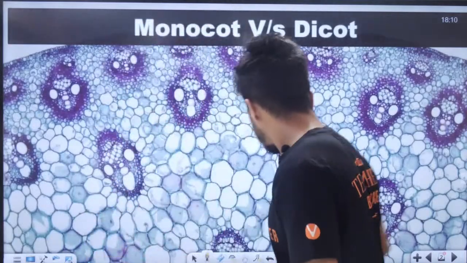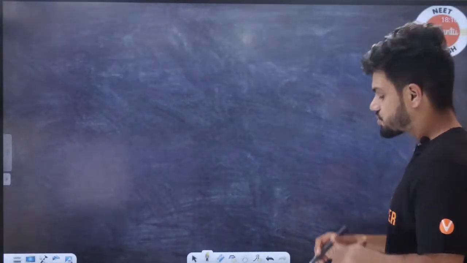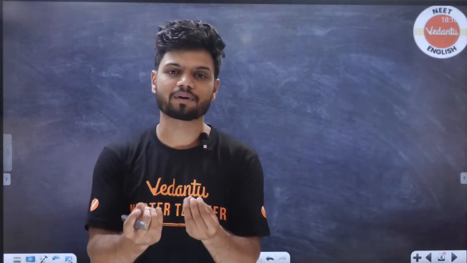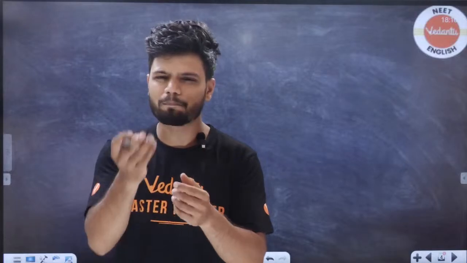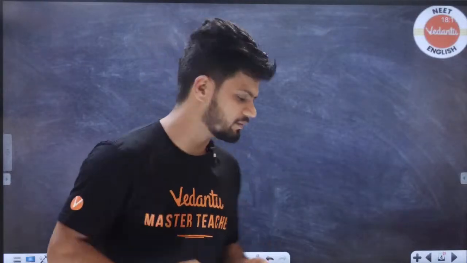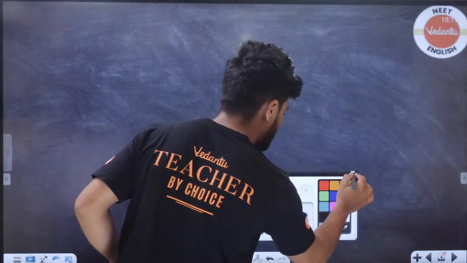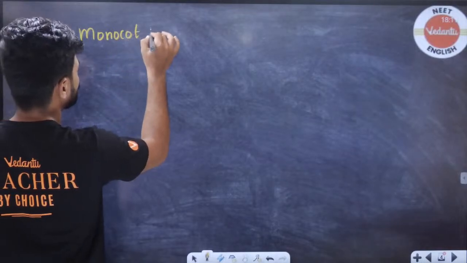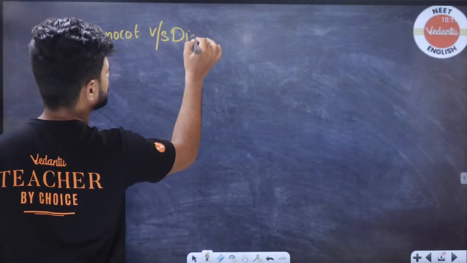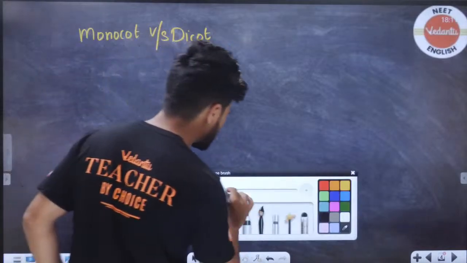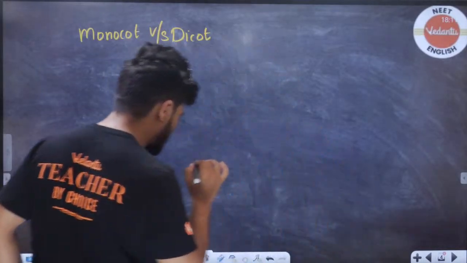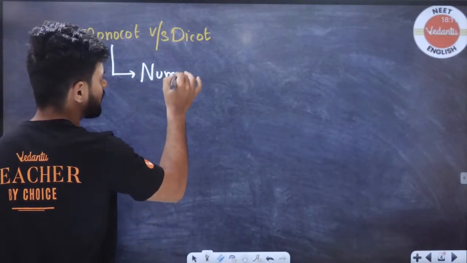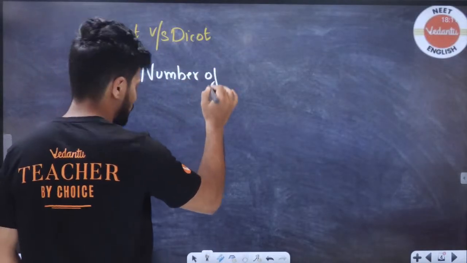Now students, before we go to sectioning entirely, does anyone know the basic difference between monocot and dicot? Tell me, anyone knows? The basic difference between monocot versus dicot. What is the major difference? The starting difference is none other than the number of cotyledons. Yes or no? It is the number of cotyledons.